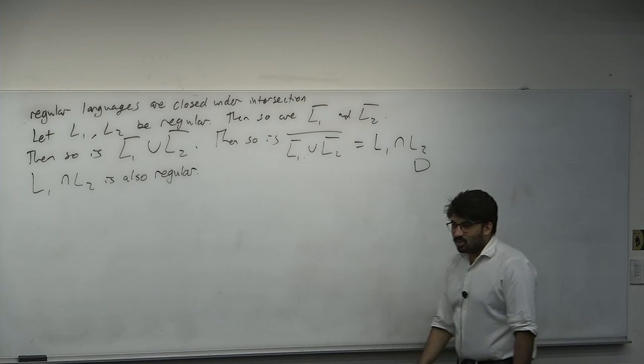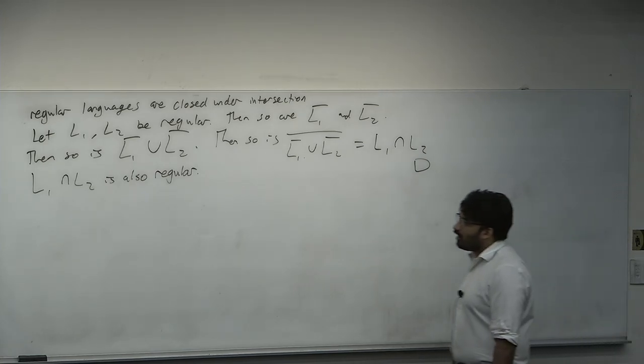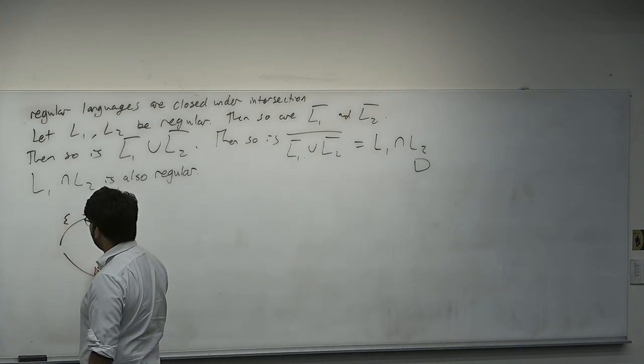Now, an NFA also can't do intersection, basically for the same reason it can't do complement. Recall how it did union. This is basically how it did union.